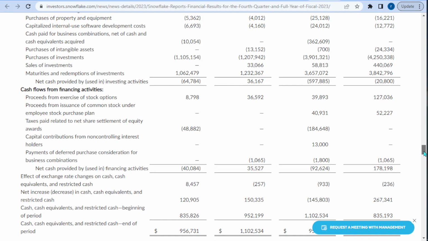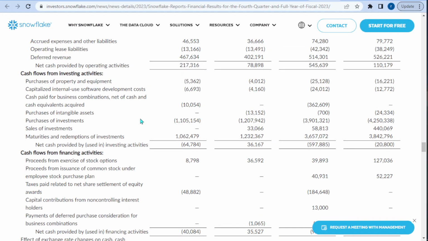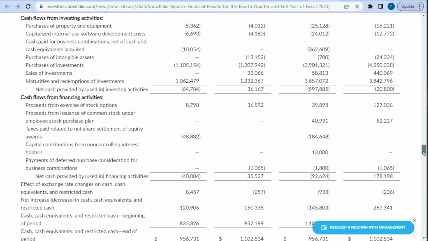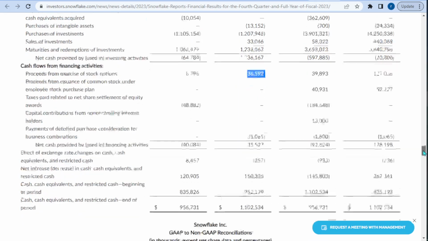Alrighty, so let's keep going down. Let's see if we can find anything more interesting here. So, purchase of property and equipment. Nothing unusual here. Now let's see, purchase of investments. So yeah, they've been making a lot of investments here, as you can see. Let's see, what else? Keep going down. Proceeds from exercise of stock options. Here you can see that they're exercising fewer stock options versus the prior quarter. Let's see, what else? Keep going down.